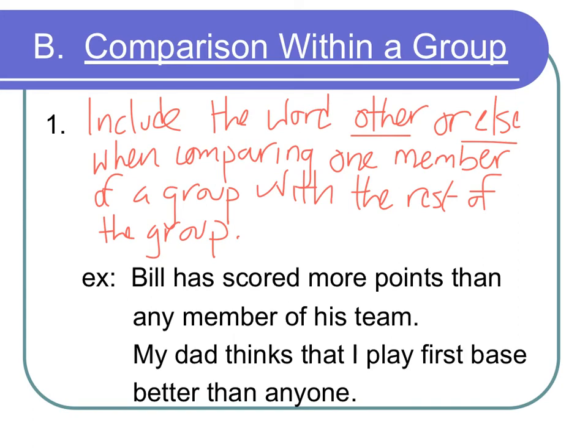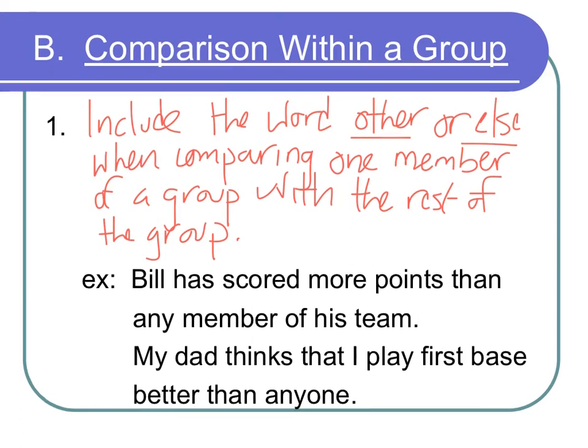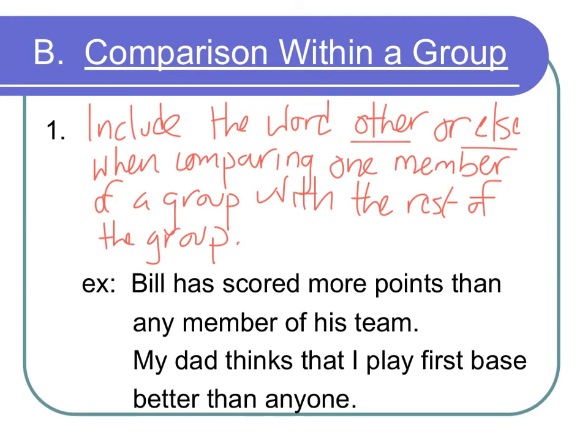And you want to be sure to include the word other or else when comparing one member of a group with the rest of the group. So both these sentences are incorrect, but we easily can fix them. We'd say Bill has scored more points than, we wouldn't say any member, we'd want to add any other member of his team. Because we're comparing Bill to the rest of his team.